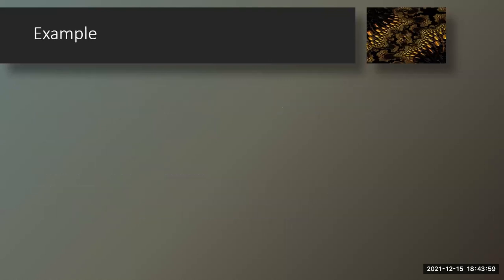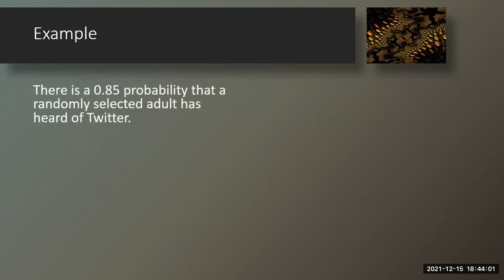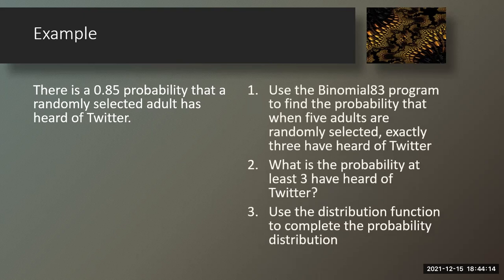So here's an example. There is a 0.85 probability, p equals 0.85, that a randomly selected adult has heard of Twitter. We are going to use the binomial PDF and CDF to find the probability that when 5 adults are randomly selected, exactly 3 have heard of Twitter. And then we're going to calculate what is the probability that at least 3 have heard of Twitter.